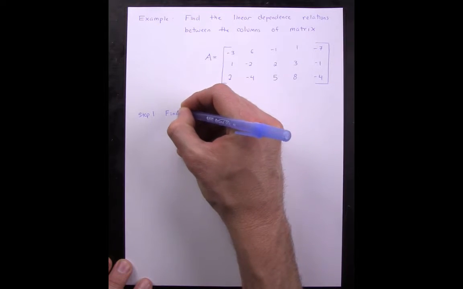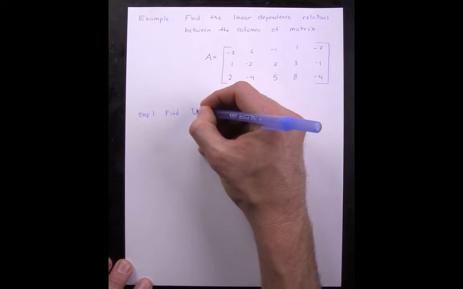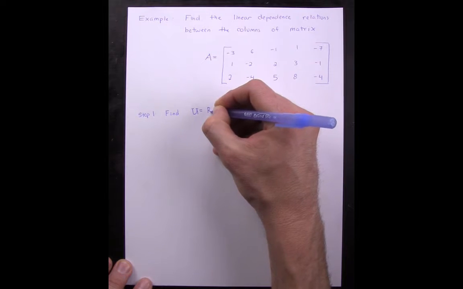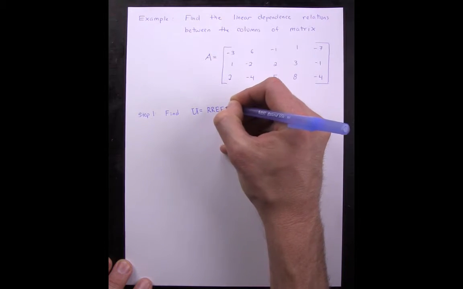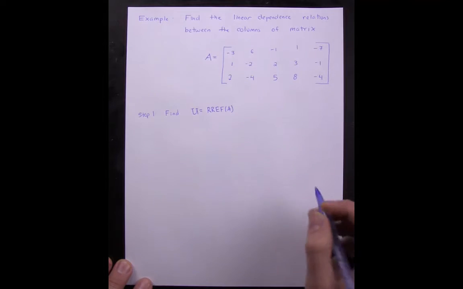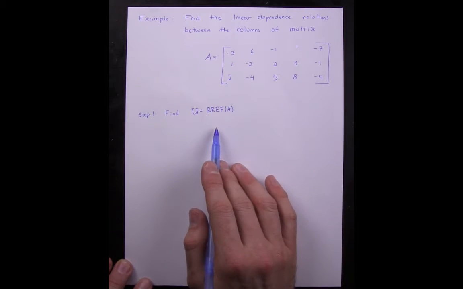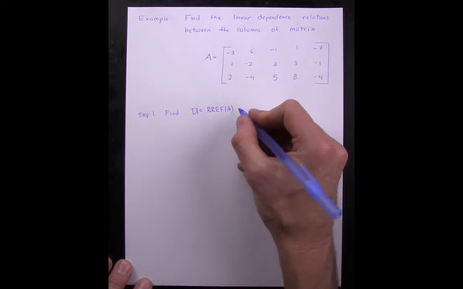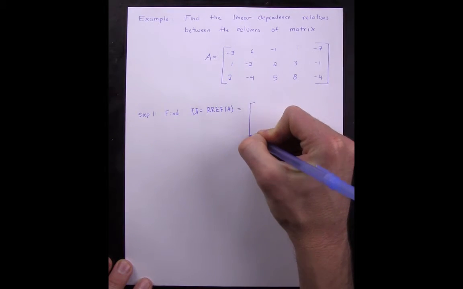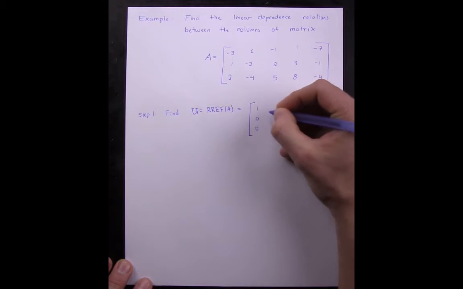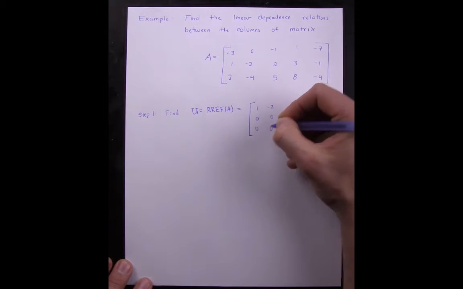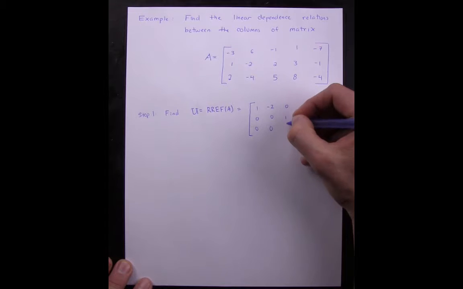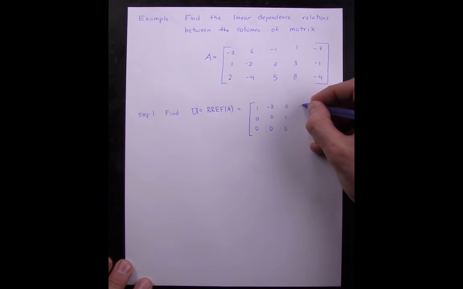In particular, we're going to find the RREF of A. We do this via elementary row operations or multiplication with elementary matrices, or we can use a calculator. In this case, we know that the corresponding reduced row echelon form is given by the 3 by 5 matrix that we calculated in our previous example.